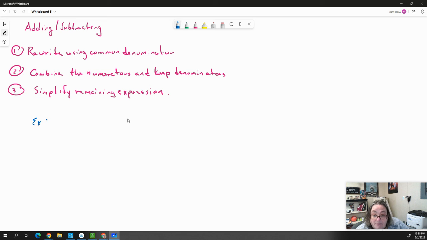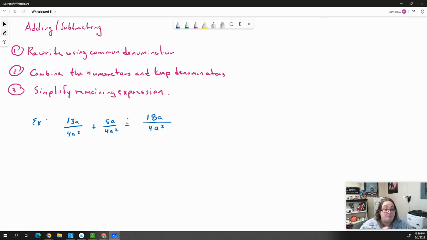So our first example will be 13a over 4a squared plus 5a over 4a squared. Now, when I look at this problem, they have the same base, right? They're both over 4a squared. So we can just combine our numerators. We have 13a plus 5a. Well, that's going to be 18a over 4a squared. So we've done the combining the numerators and keeping the denominators.